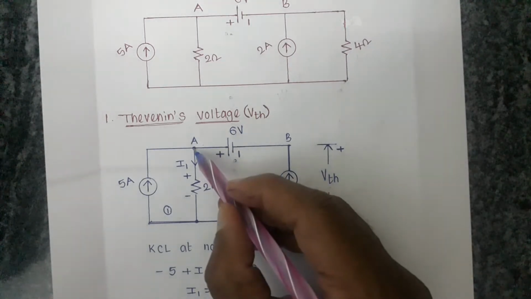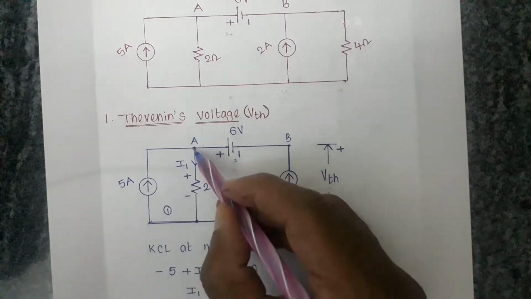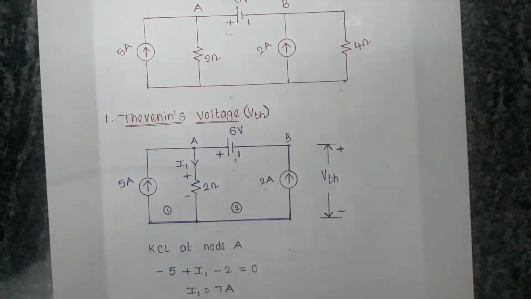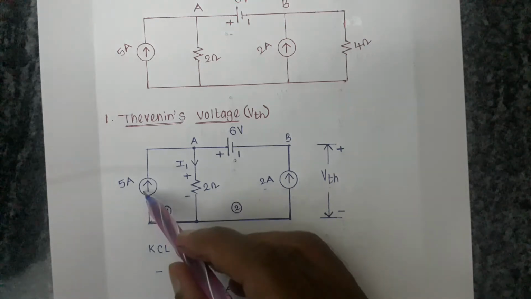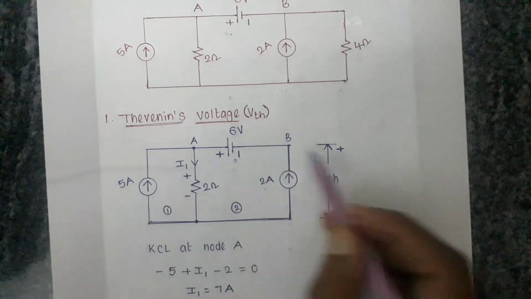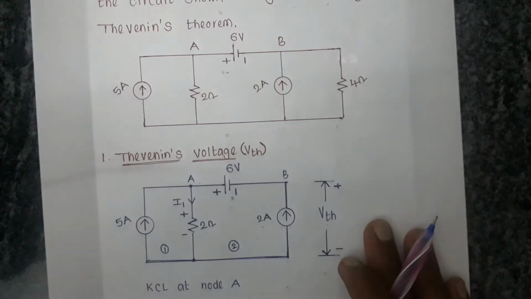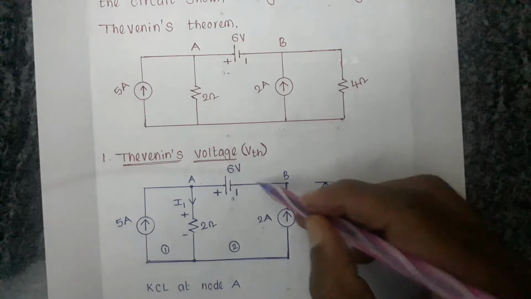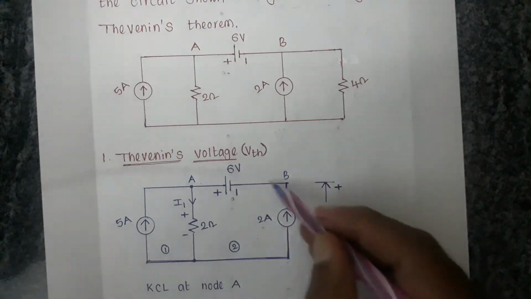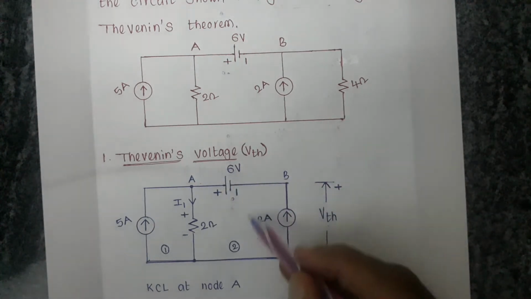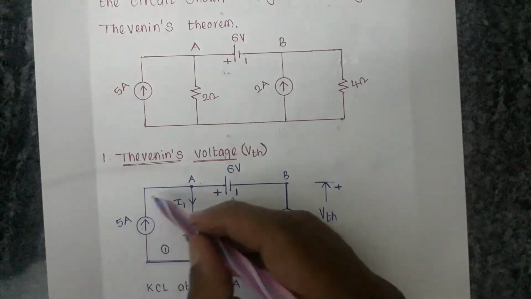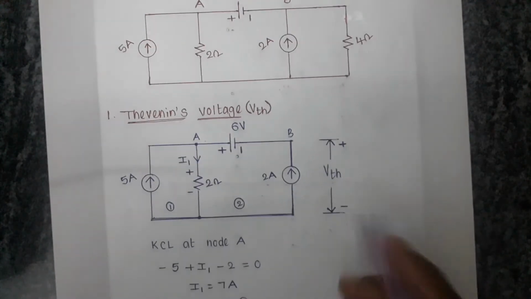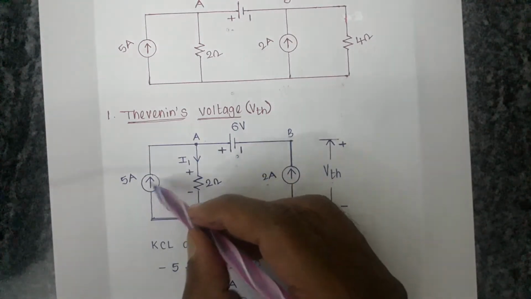So here I am applying KCL at node A. If you apply KCL at node A, 3 currents are associated with node A: the 5 amperes and this 2 amperes. Now after removing this 4 ohm resistor, these two elements come in series because the same current is flowing. So this 2 amperes is coming to the node, 5 amperes is coming to the node, and I1 is leaving the node in this circuit.